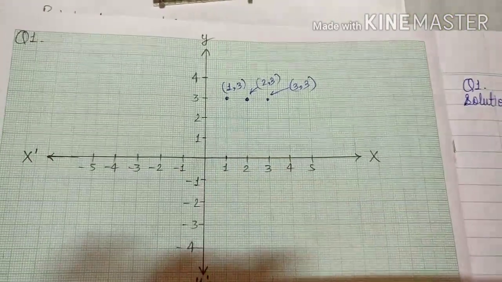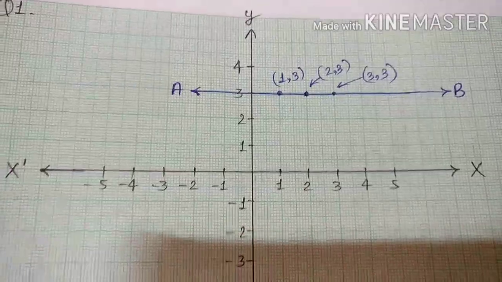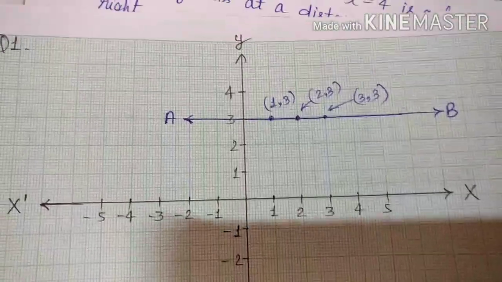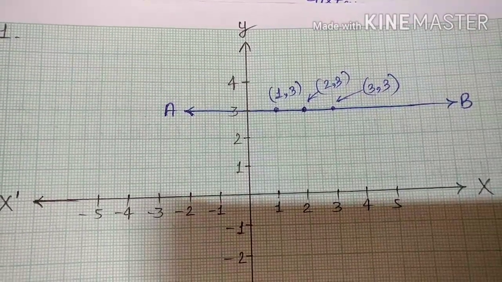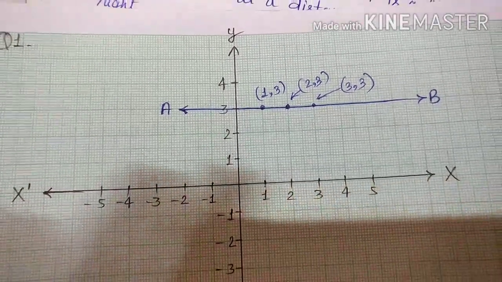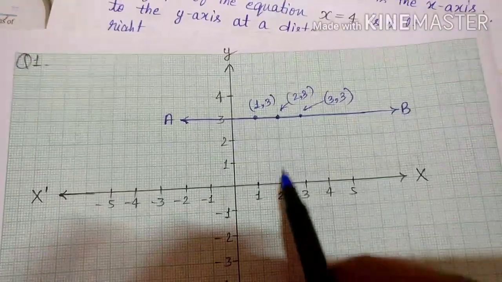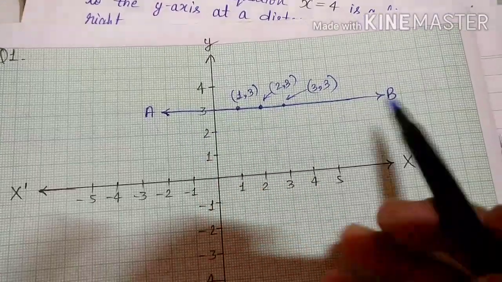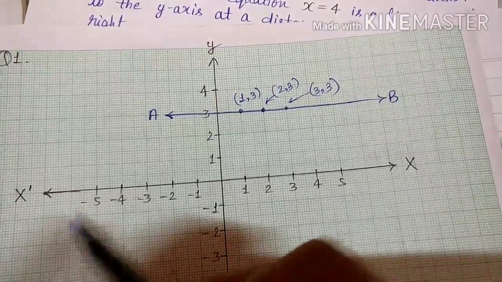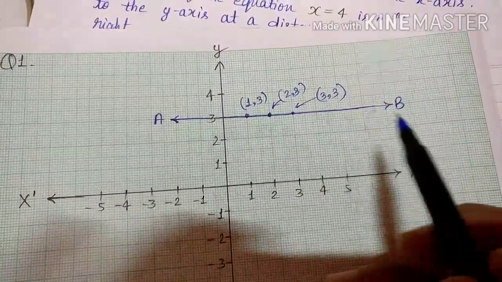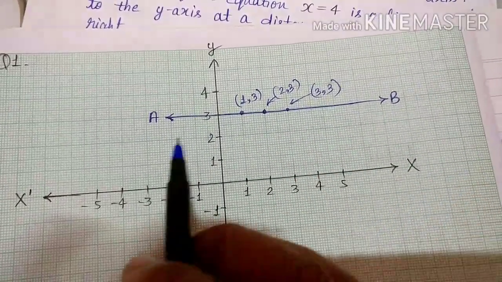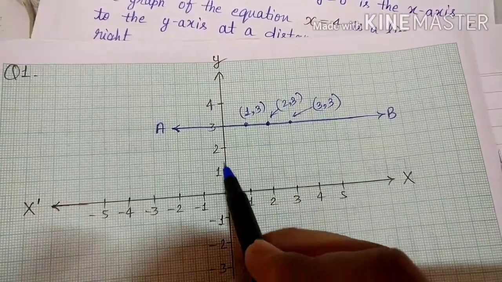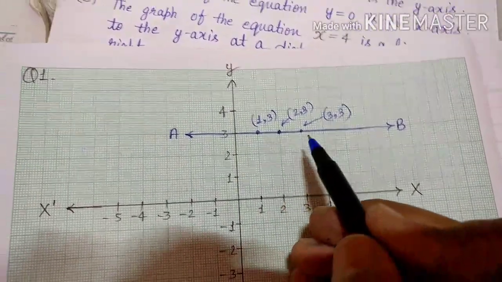Now join these 3 points. Let's see what will come. After joining the points, we got a graph AB as a line parallel to the x-axis at a distance of 3 units above it. When we joined these 3 points, we got a straight line AB. We have given it the name AB; you can give any name, such as M, N, R, S. It's up to you. So the line AB is parallel to the x-axis at a distance of 1, 2, 3 units above the x-axis.